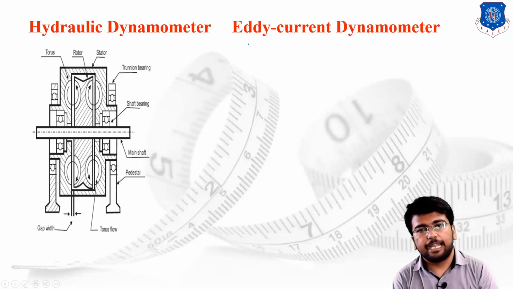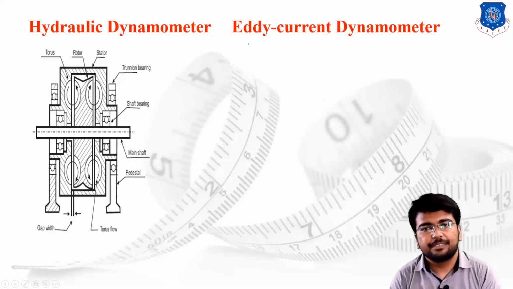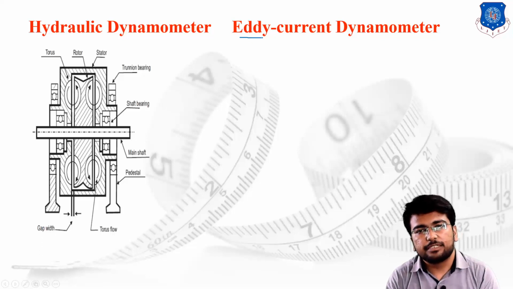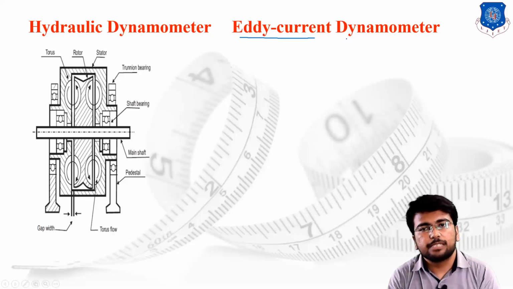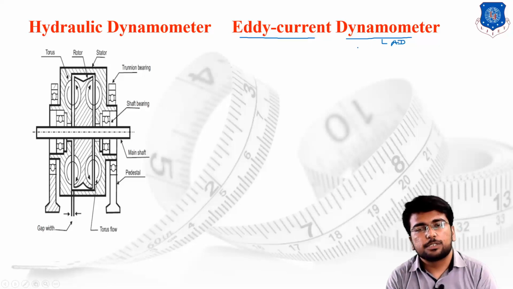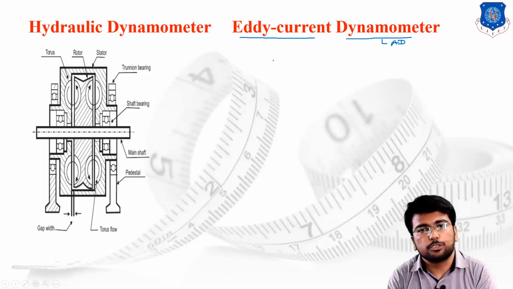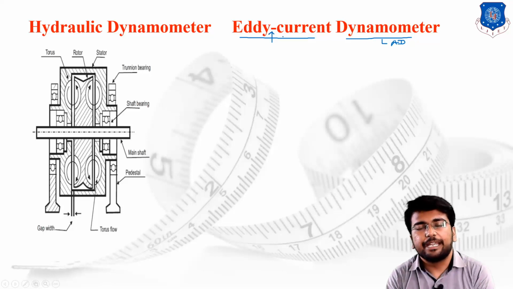The next one is the eddy current dynamometer. As the name suggests, once again we are using the eddy current as a basic core concept, and it is an absorption type dynamometer, so there might be some chance that the speed of the shaft will get to 0. Now first of all, understand the basic concept of the eddy current. Eddy current is a form of loss.